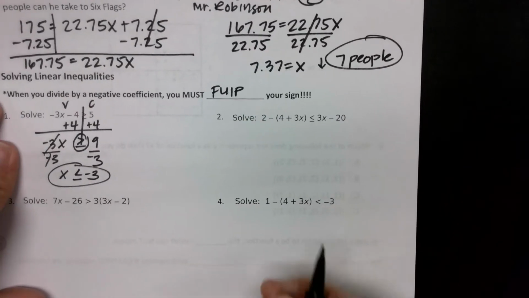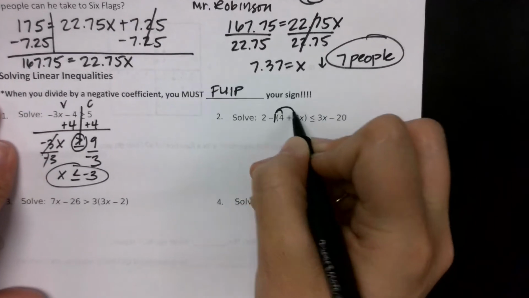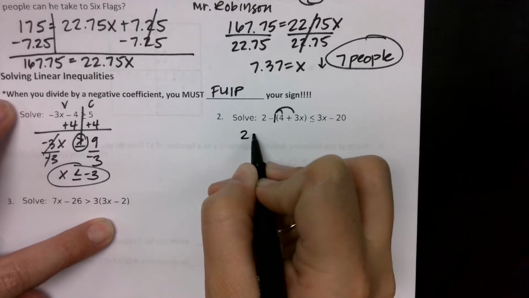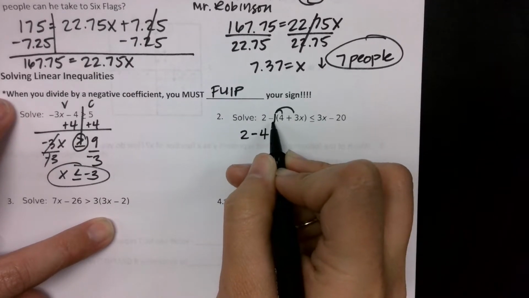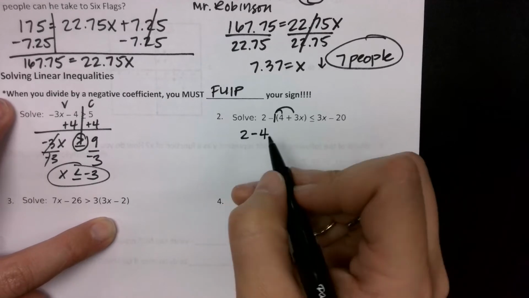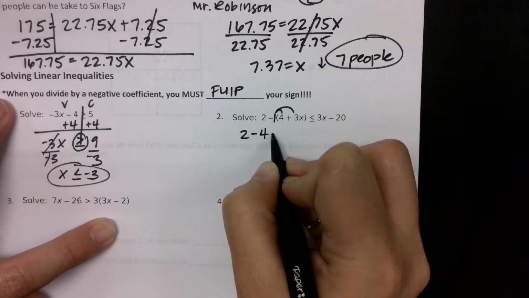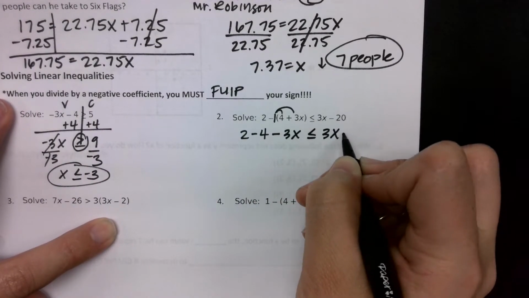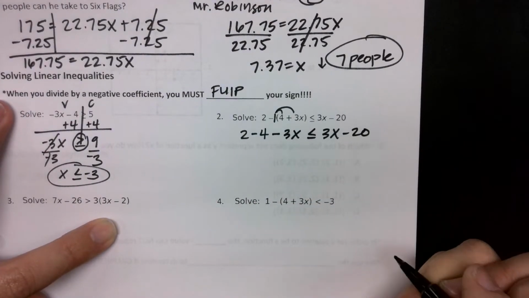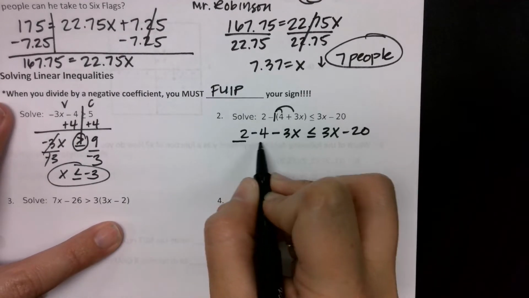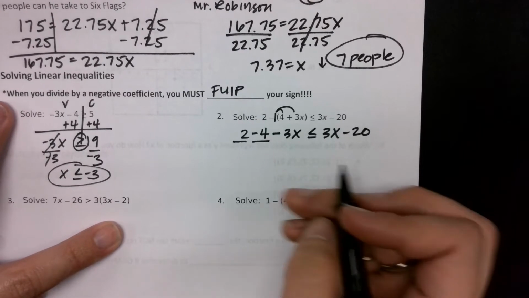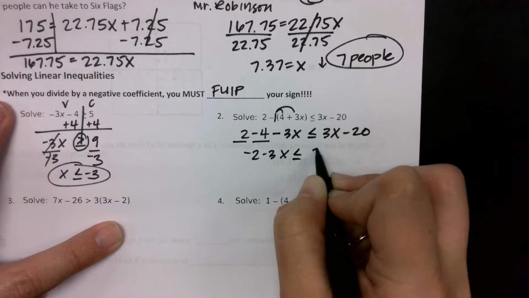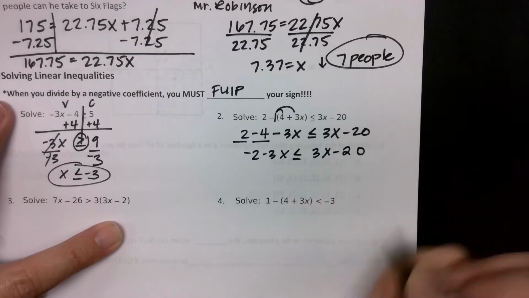Number 2 gets a little bit trickier. There's a negative 1 in front of this set of parentheses, so I need to distribute first. 2 minus 4, negative 1 times positive 4 is negative 4. Negative 1 times positive 3x is negative 3x. It's less than or equal to 3x minus 20. Can I combine any like terms? 2 and a negative 4. 2 minus 4 is negative 2. Minus 3x is less than or equal to 3x minus 20.